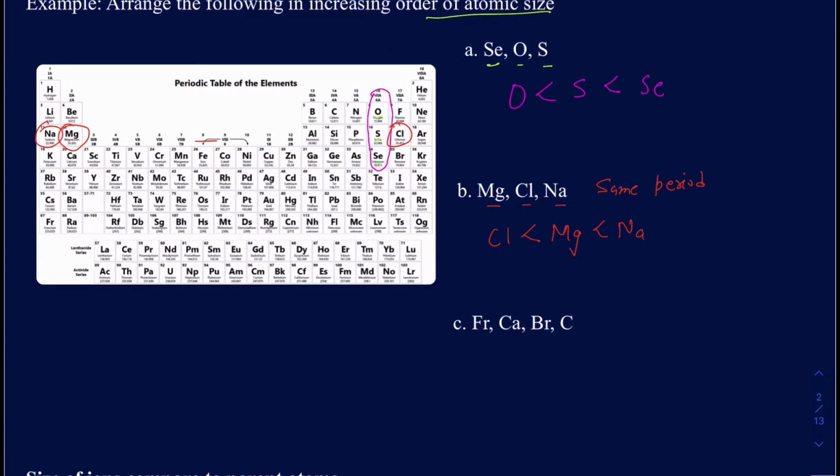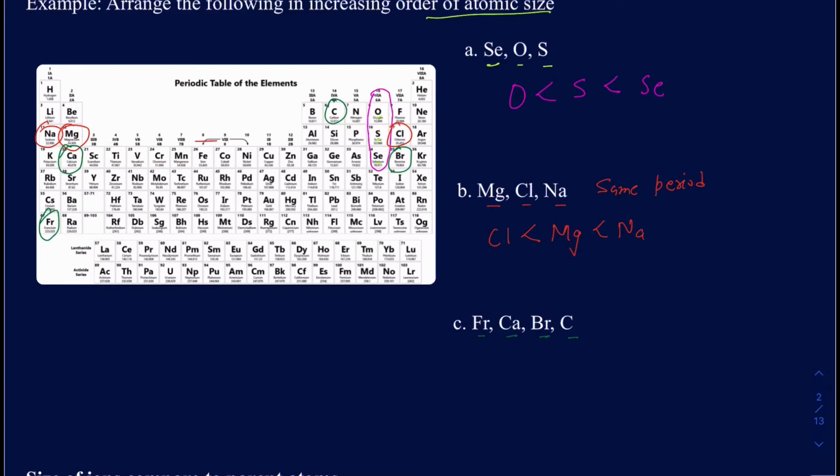Sometimes you may get a mixture where you have some elements in the same period and other elements in different periods or in different groups. Like in this case, I have francium, calcium, bromine, and carbon, and they are clearly not in the same period or in the same group. My francium is right there, okay? Calcium is going to be right there. Bromine is right there. Well, bromine and calcium, at least they are in the same period, so that's going to be relatively easier to figure out. And then carbon is up there, okay?